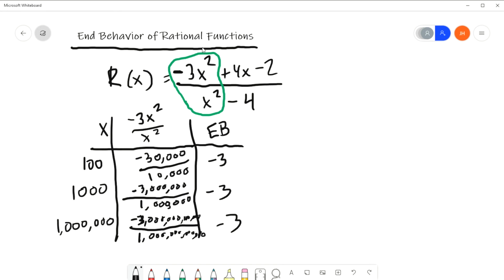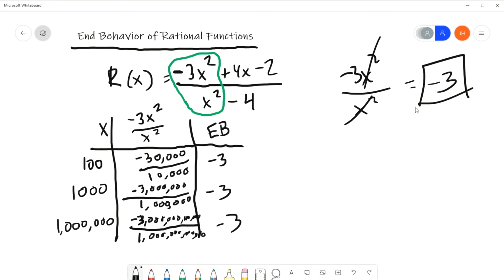So what we see is the end behavior of this function is equivalent to if I take the leading terms, negative 3x squared over x squared, and simplify it. Well, x squared cancels out with x squared, and I'm left with negative 3. And what will happen is that this function here, r of x, will have an end behavior of negative 3. What does that look like? Well, end behavior is discussing the value of the function itself, right? The y values. So let's say that this is negative 3.